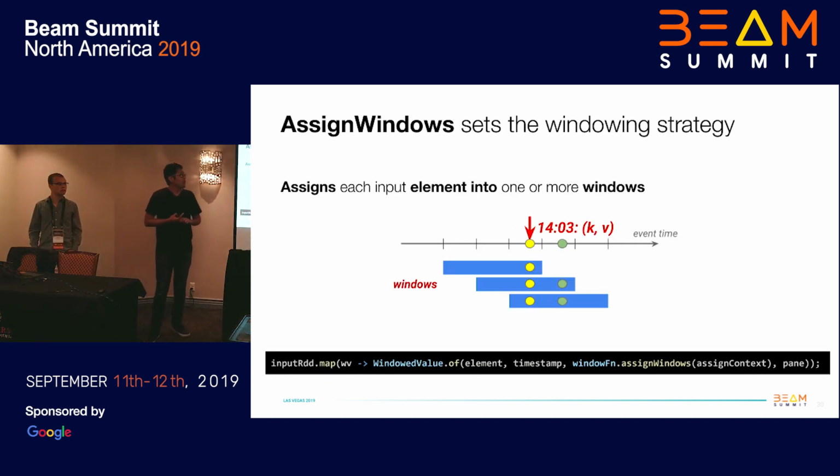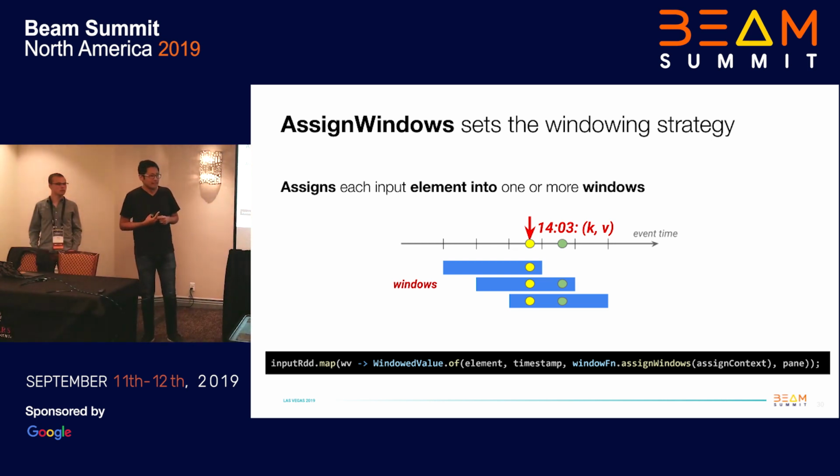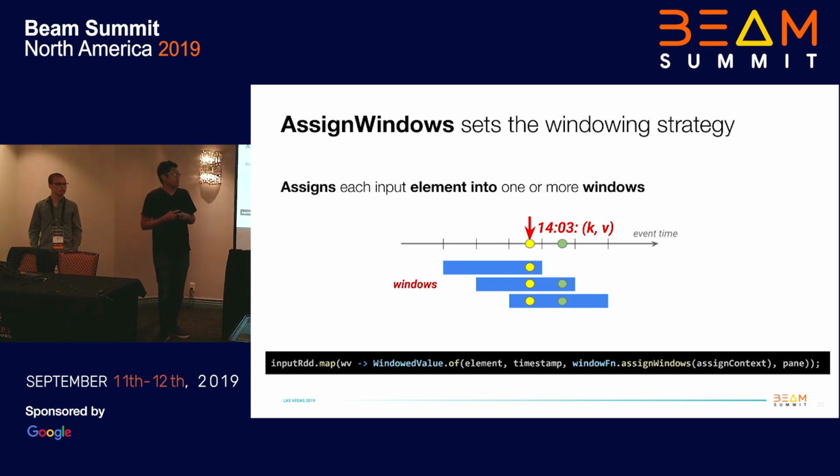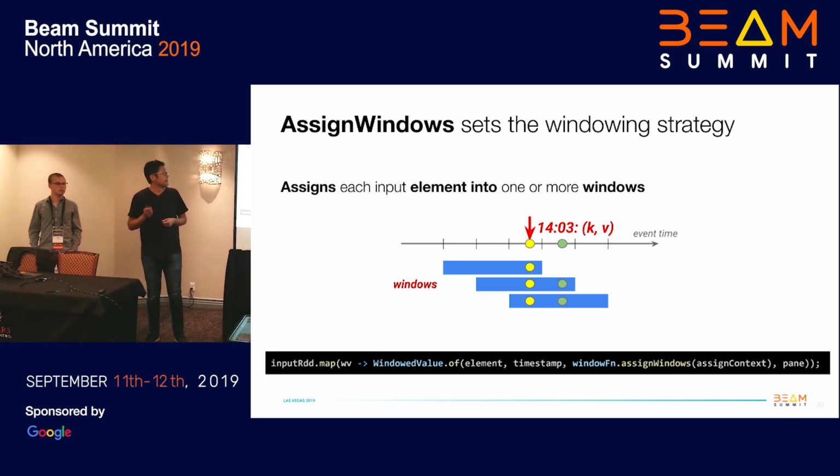The next transform is assign windows. This is one of the easiest to explain. For one element, it can belong to multiple windows. For example, in this case, these are session windows. So this element is in 3 different places, but the other one is just in 2. It's quite straightforward to translate. It's just a map that is going to produce the number of the windows where the element is assigned.